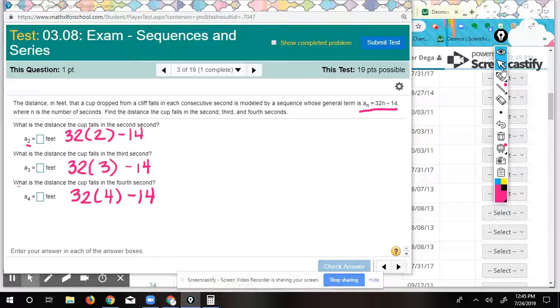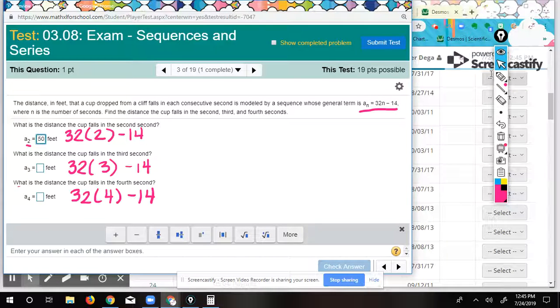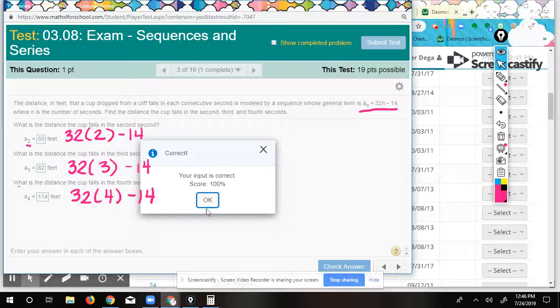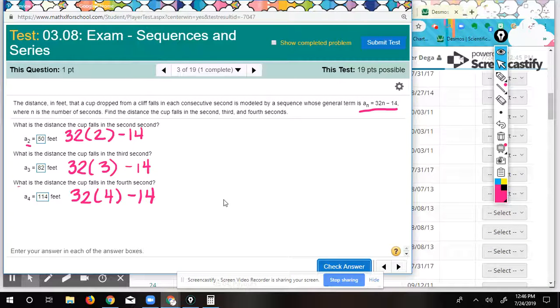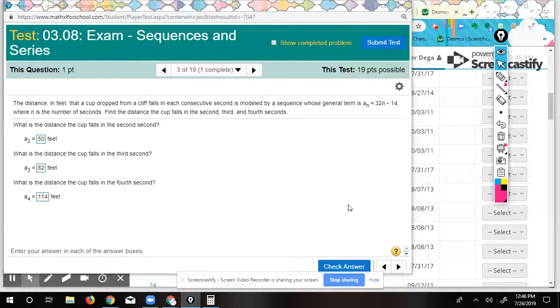So 32 times 2 is 64 minus 14 is 50. Okay, 32 times 3 is 96, minus 14 is 82. Okay, 32 times 4 minus 14 is 114. Let's check it. Yay, we're correct. Okay, then let's keep on cruising.